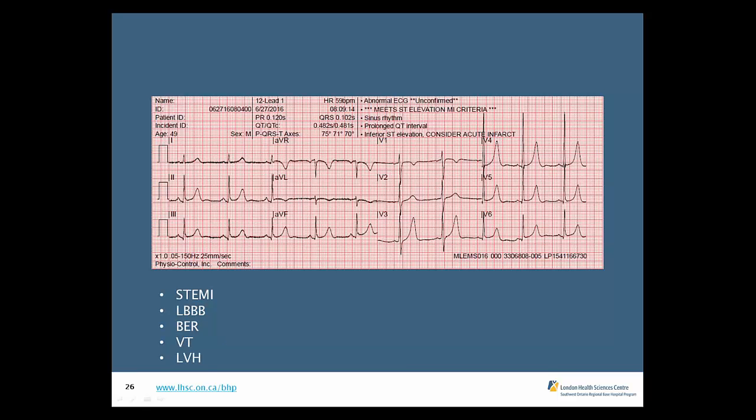Matt, do you want to give us your thoughts on your take on this ECG? So again, looking at some features of this ECG, the first thing I notice is that there's pretty diffuse ST elevation across all leads.